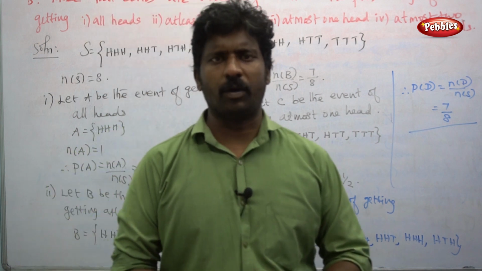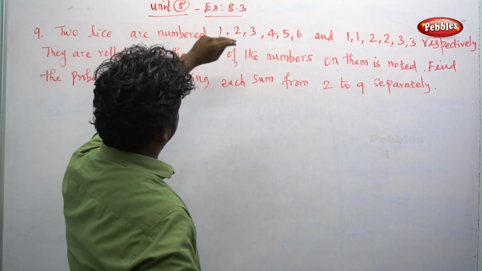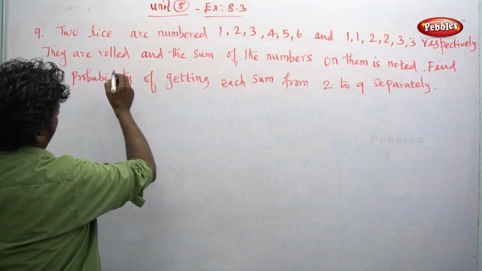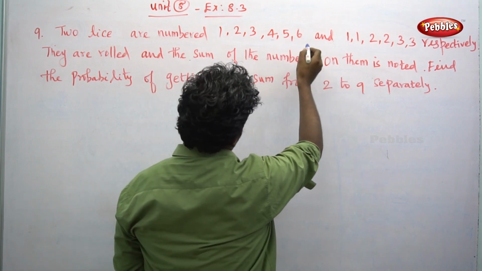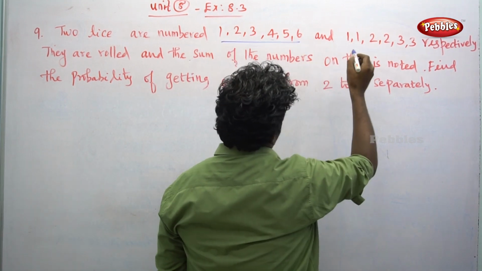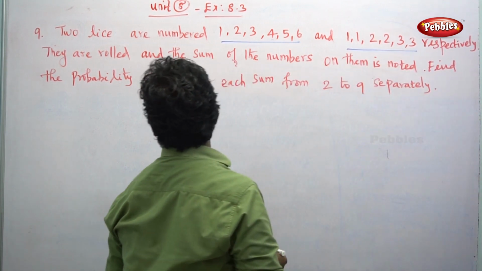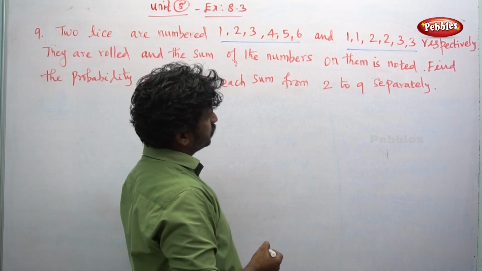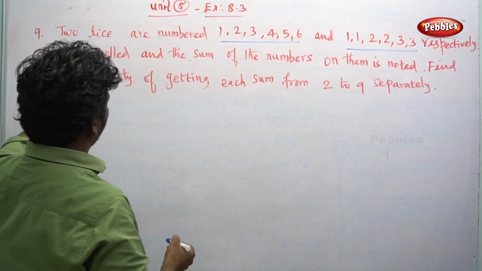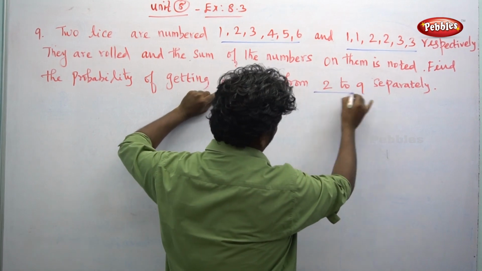Now let's see the next problem, question number 9 in exercise 8.3. Two dice are numbered 1, 2, 3, 4, 5, 6 and 1, 1, 2, 2, 3, 3 respectively. They are rolled and the sum of the numbers on them is noted. Find the probability of getting each sum, each sum from 2 to 9.